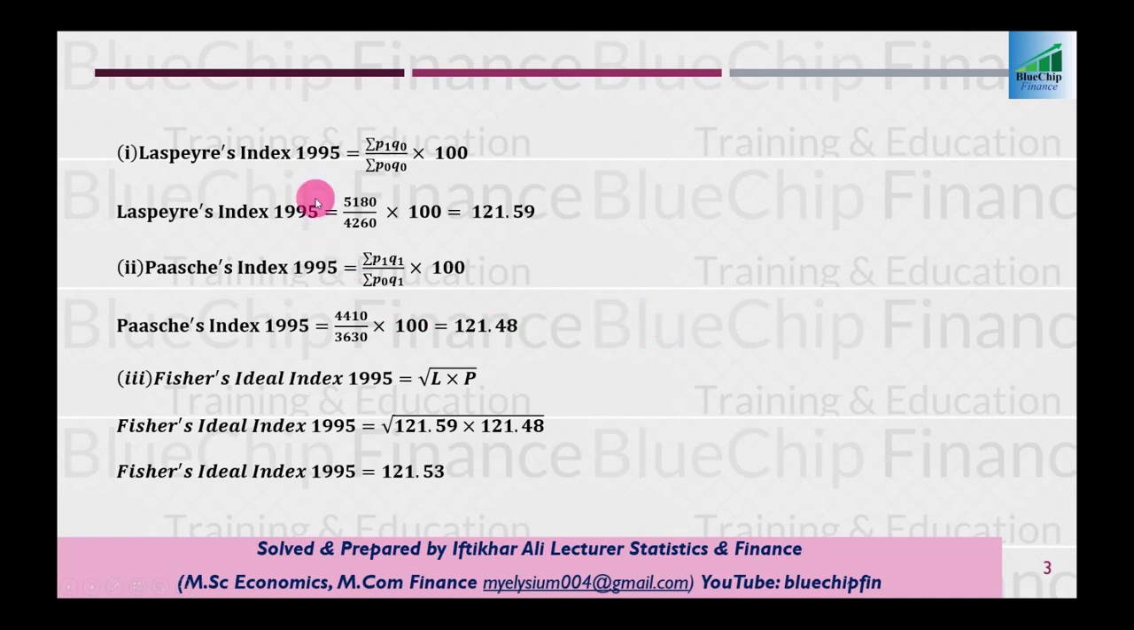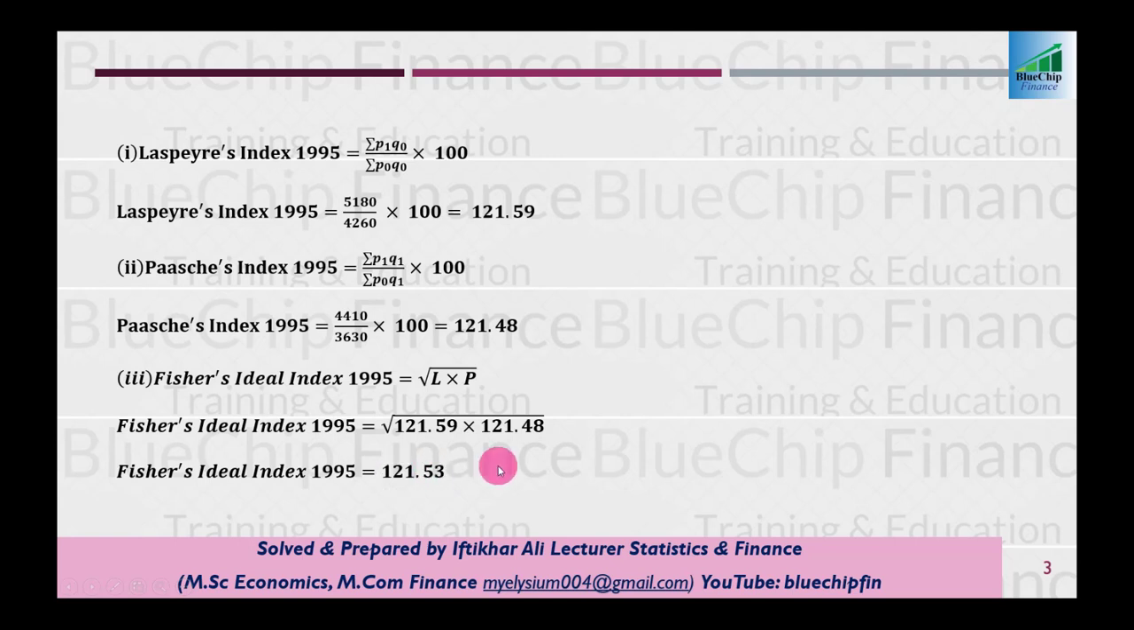After the calculation of these two, Laspeyres and Paasche, Fisher's ideal index equals the square root of Laspeyres multiplied by Paasche index. So just put these values here, 121.59 multiplied by 121.48, and calculate this square root, and the result is 121.53.